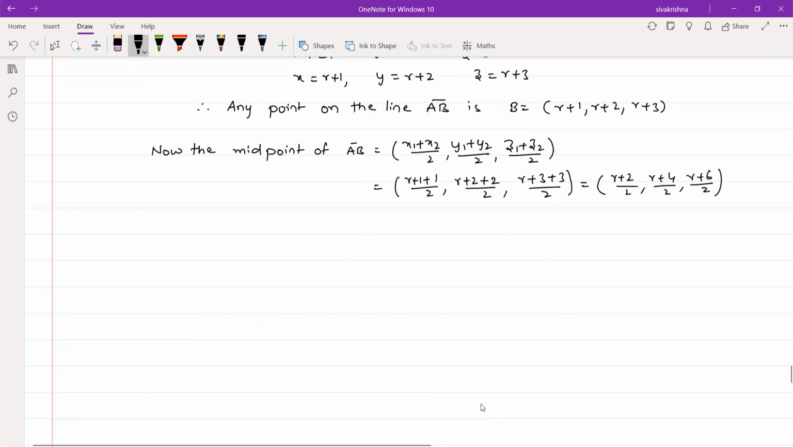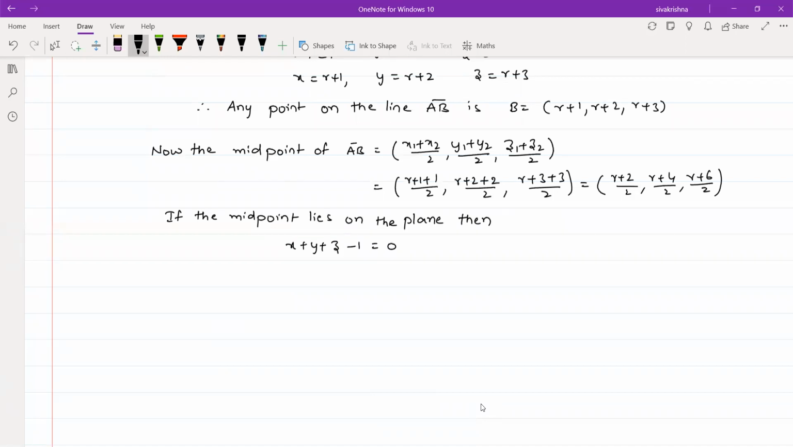Clearly in the diagram we observe that the midpoint lies in the plane. So if the midpoint lies on the plane, then this particular point satisfies the given plane equation. Treat the midpoint as x, y, z, and we have to substitute this particular point in the given plane equation, which is x plus y plus z minus 1 is equal to 0.